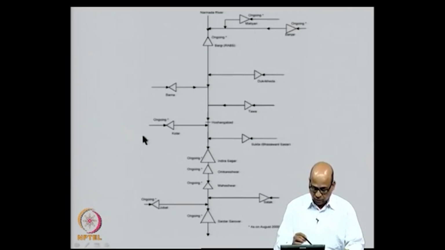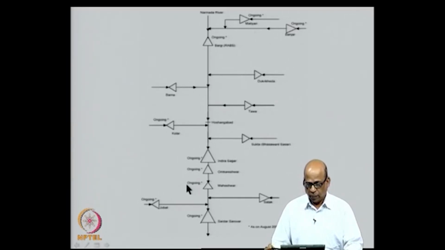So, this is a system, it is in fact the Narmada system, where there are a large number of reservoirs that are planned or being put in place or already in place. This is Bargi, for example, this is Indira Sagar, this is Sardar Sarovar, and there are other major reservoirs like Matyari is here, Kolar, Barna and so on. So, this is a major reservoir system, and the Madhya Pradesh border ends somewhere here just before the Sardar Sarovar.